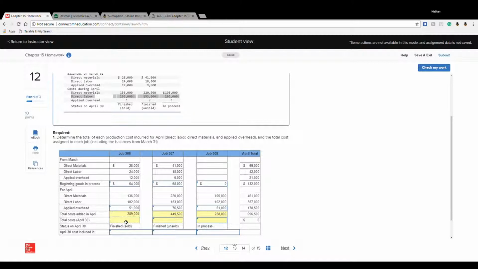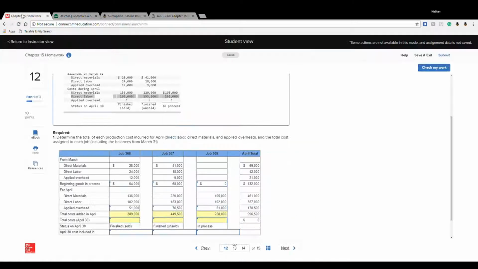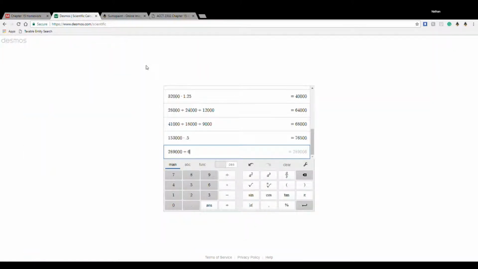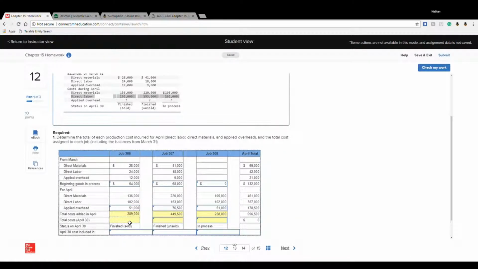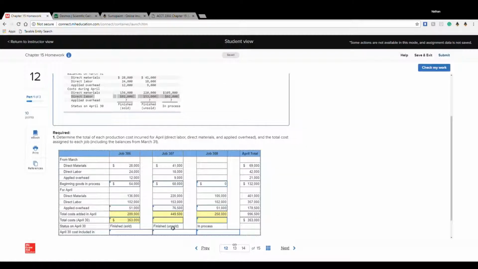Alright. So now our total cost. Our total cost is going to be the addition of what happened in April plus what happened in March. So 289,123 plus 64,000. And total cost is 353,000. Ooh, they spent. And then job 307 is the same way, except more. So we have 449,500 plus 68,000, which is 517,500.